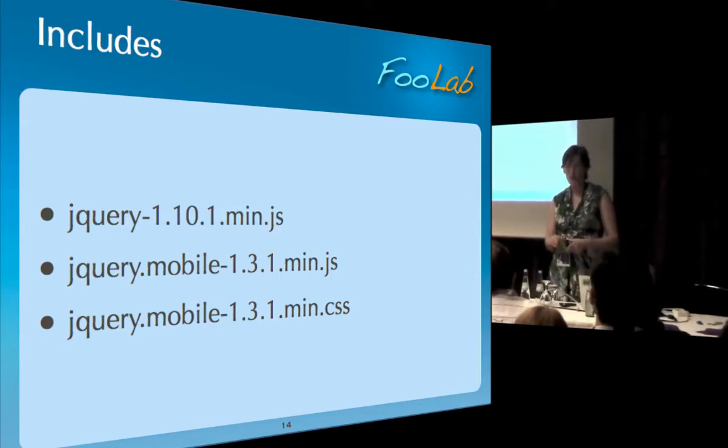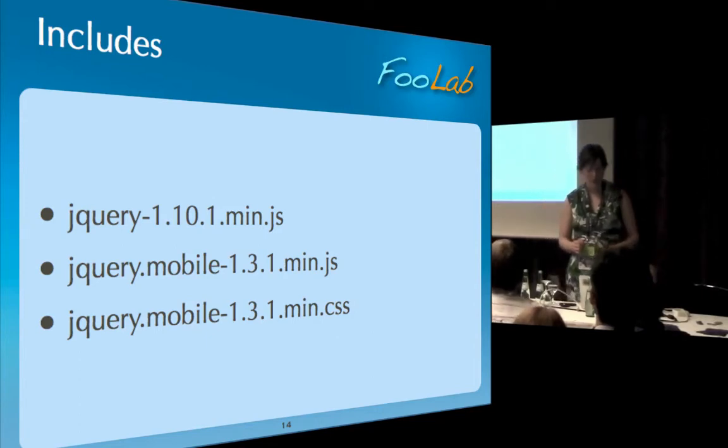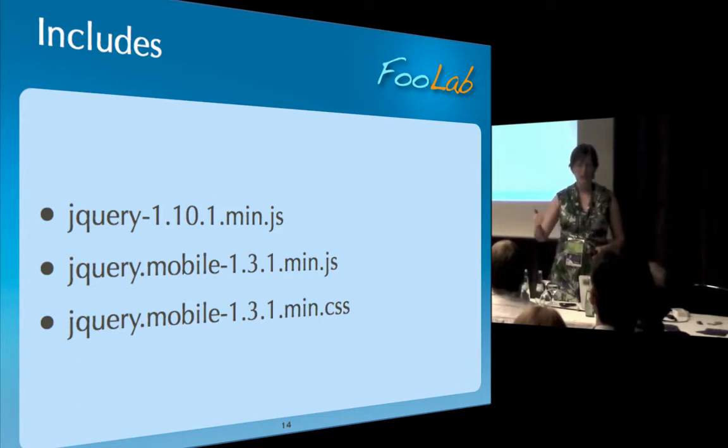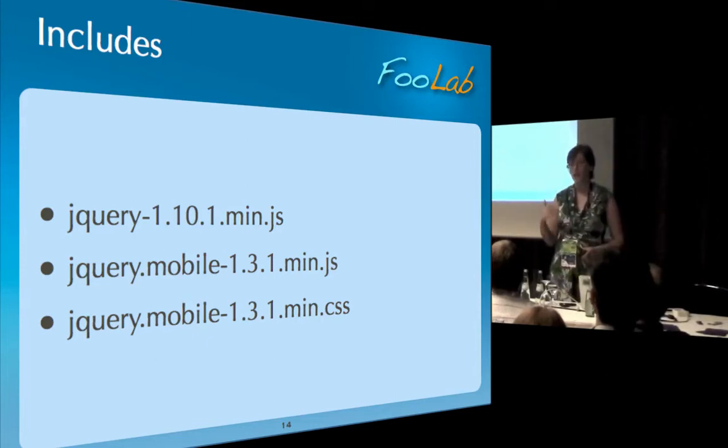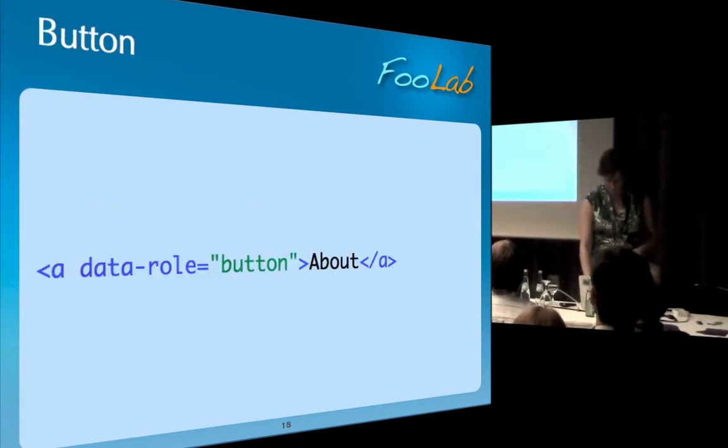First thing you need to do is include some JavaScript files. JavaScript and CSS, sorry. You need 3 files. The first is the basic jQuery framework. Then you need the second framework, which is the jQuery mobile framework. And then you add the CSS, which is the jQuery mobile CSS. Then there's some images that come with it.